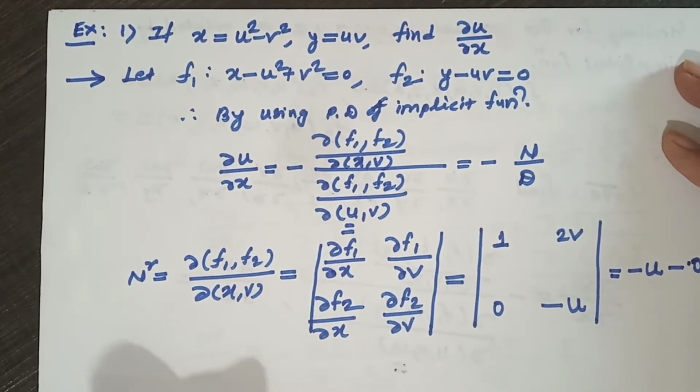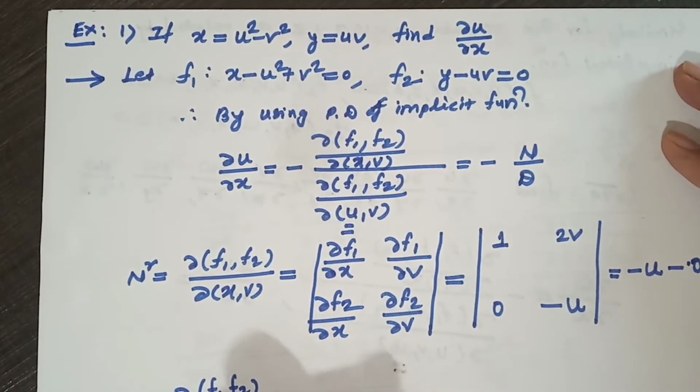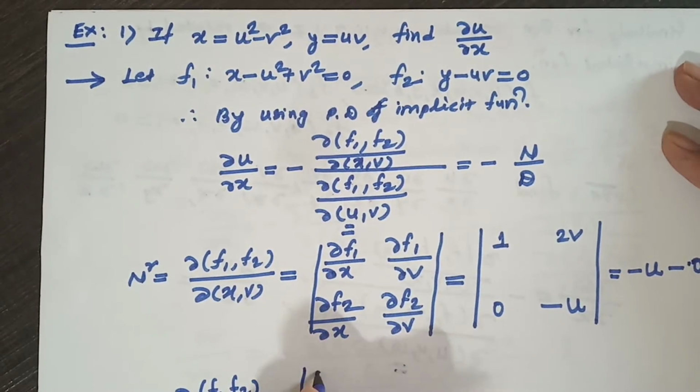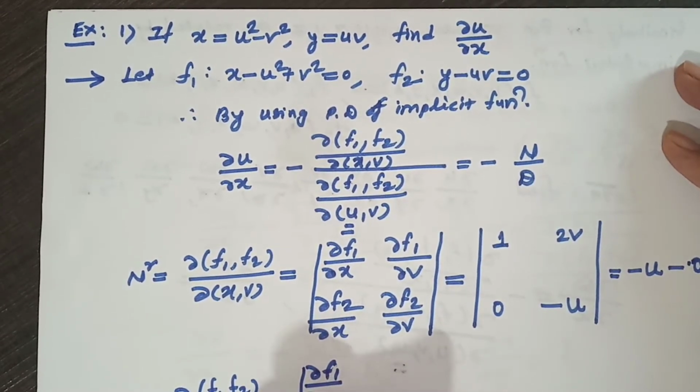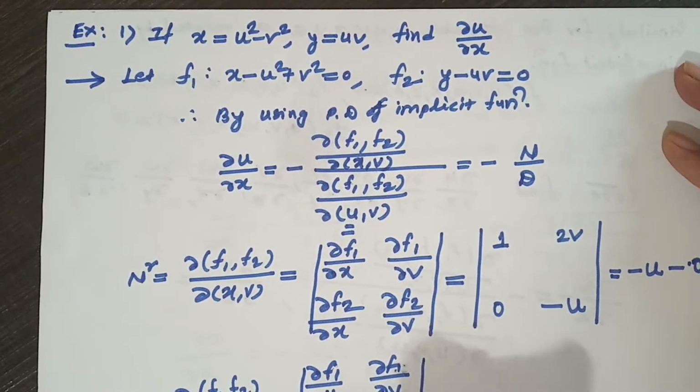Similarly, the denominator is the Jacobian of f1, f2 with respect to u, v, and this is equal to the determinant with rows: partial derivative of f1 with respect to u, f1 with respect to v, and f2 with respect to u, f2 with respect to v.